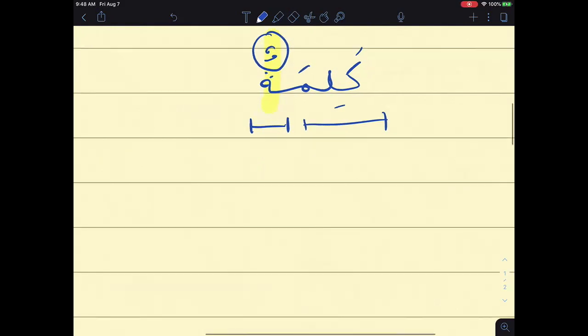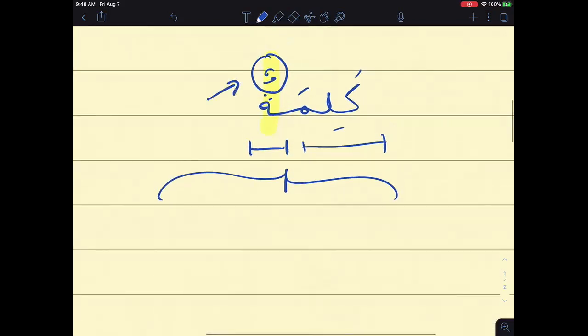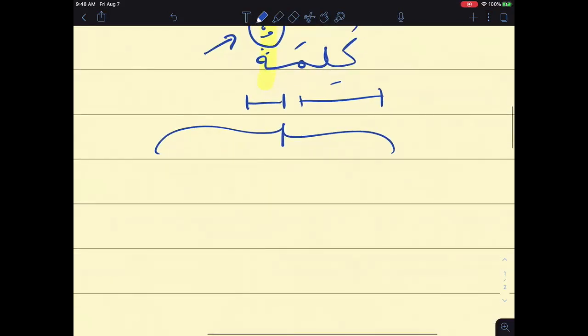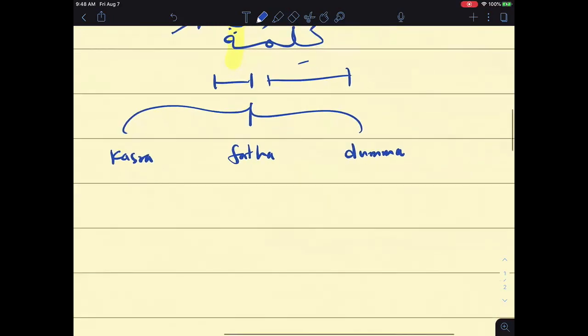So what are the possibilities? What can it change to? It can be Dhamma. It can be Fatha. It can be Kasra. Now, it doesn't matter whether it's with Tanween or not, whether you call it Dhammatani or Dhammatain.